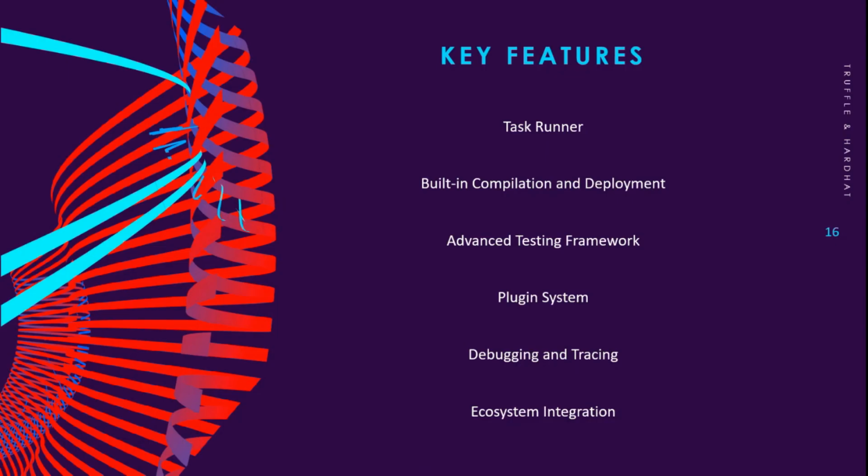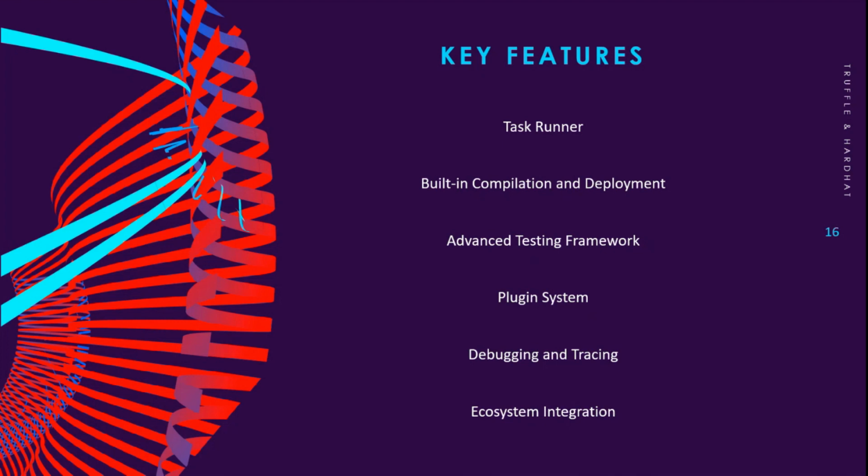Let's go through some key features of Hardhat. The first main feature of Hardhat is the Task Runner. This can be used to automate various development workflows, such as compiling contracts, deploying contracts, and running tests. And this greatly simplifies the development and management of complex projects. Then you have the built-in compilation and deployment feature. It provides a quite simple and intuitive way to manage contract deployment to many different networks.